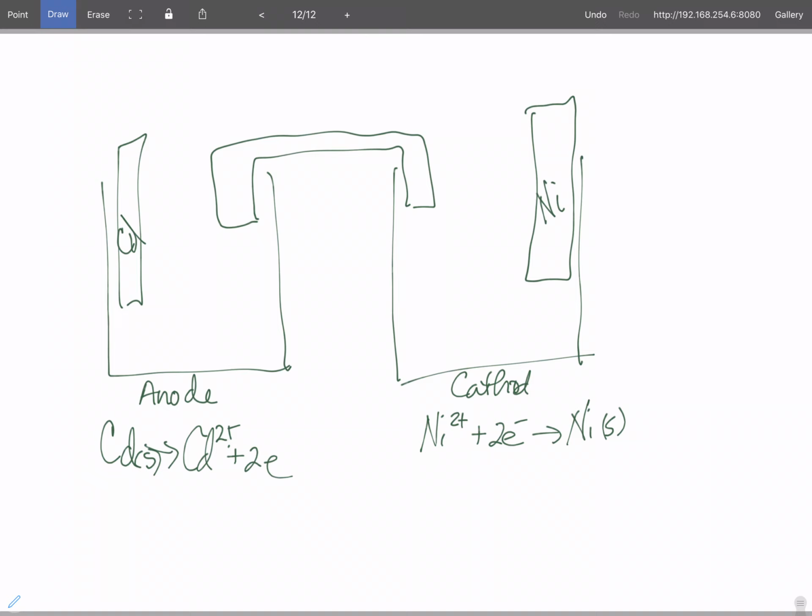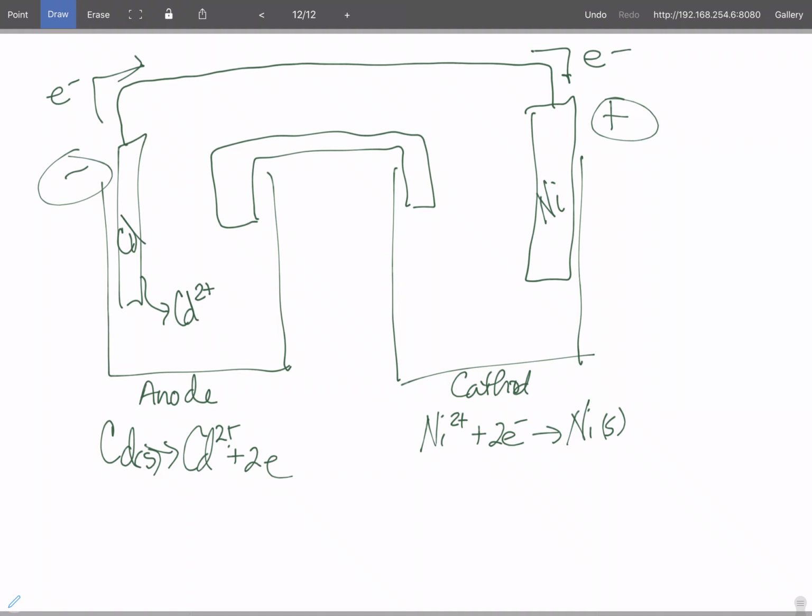All right, we're going to complete the cell. So what we're saying is the cadmium is going to form cadmium 2 plus here as the electrons flow out and into the nickel. So we have our electron flow. This is going to be positive to attract it. This is negative because it's coming out. Okay, as the cadmium forms more positives, we're going to need anions to come out of our salt bridge to counteract. And remember, cations are going back in here.